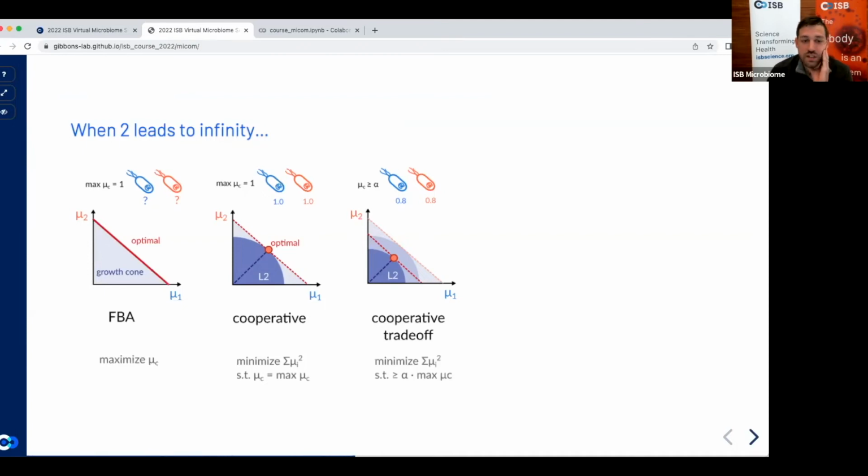And indeed, we see that if we apply this L2 regularization scheme to our example community here with our two identical E. coli, it finds an optimal solution wherein both taxa are growing at the exact same growth rate, with a growth rate of 1. And in fact, L2 regularization will always find a unique solution along that line of maximal community growth rate that tries to distribute growth as evenly as possible across taxa.